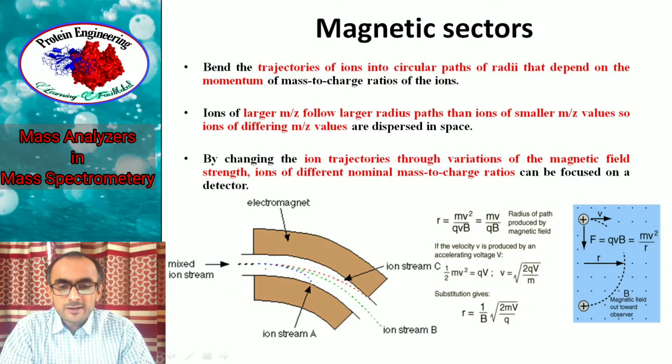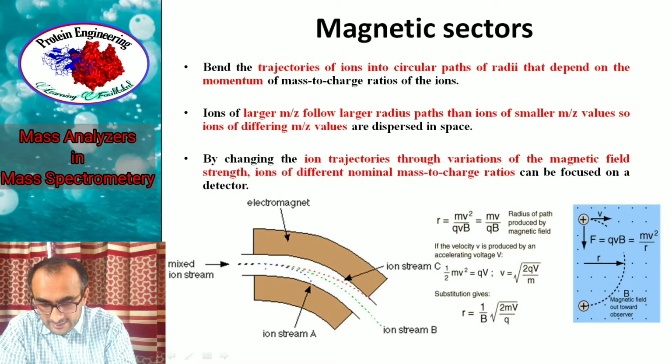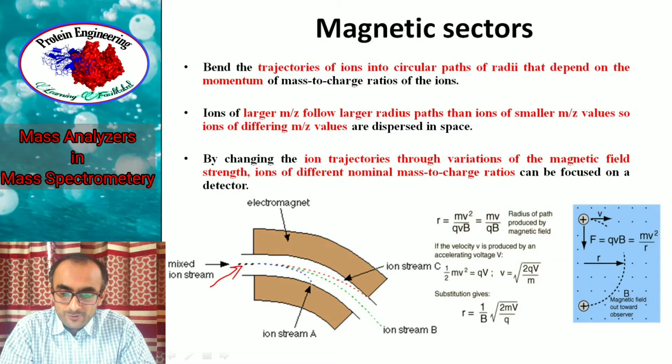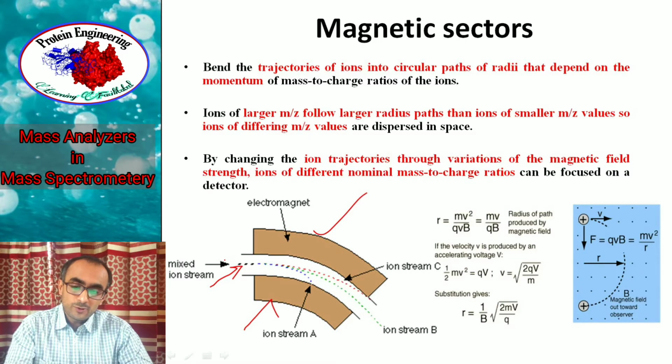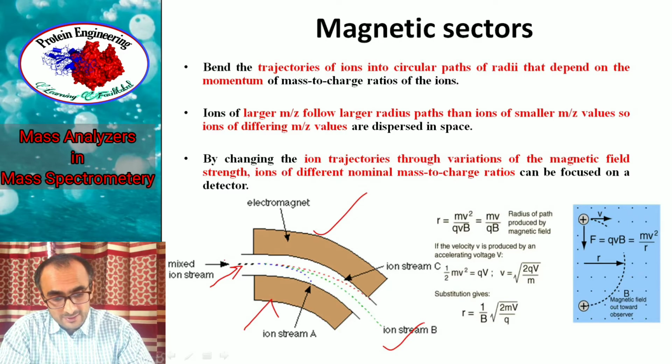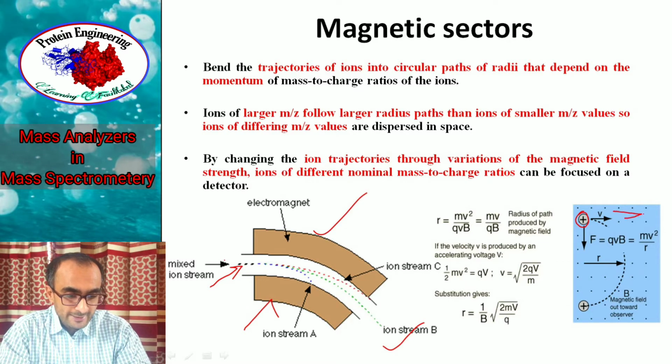The simplest type of analyzer is the magnetic sector analyzer, where the ion beam is subjected to a magnetic field. When the beam of ions passes through a strong magnetic field, it doesn't go in a straight line; rather, it is deflected. We have also discussed this in detail in the principle of mass spectrometry in earlier lectures. So for example, you have this ion, and it is accelerated into the magnetic field. Instead of going in a straight line, the trajectory is bent into a circular orbit. So it moves something like this.